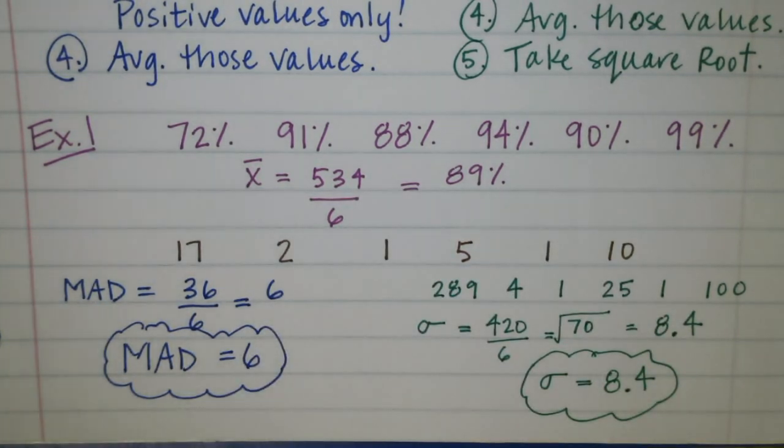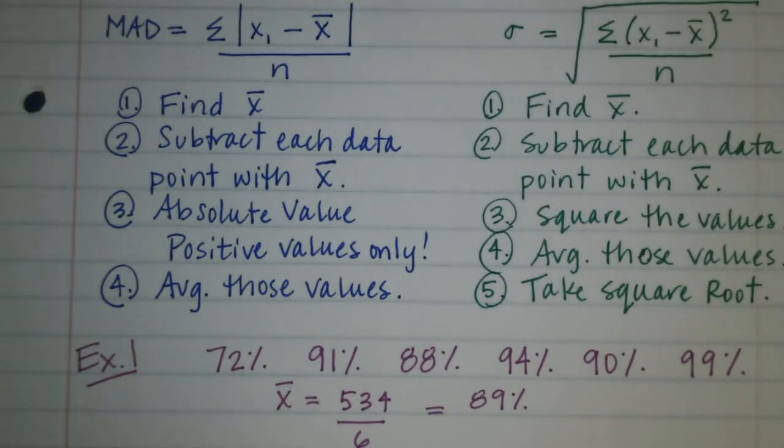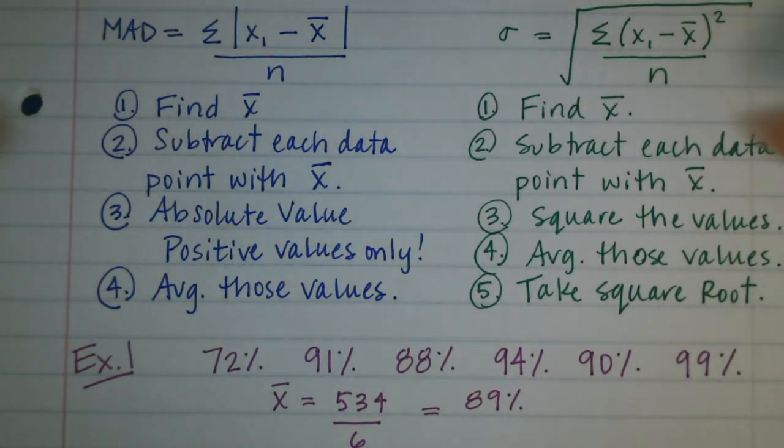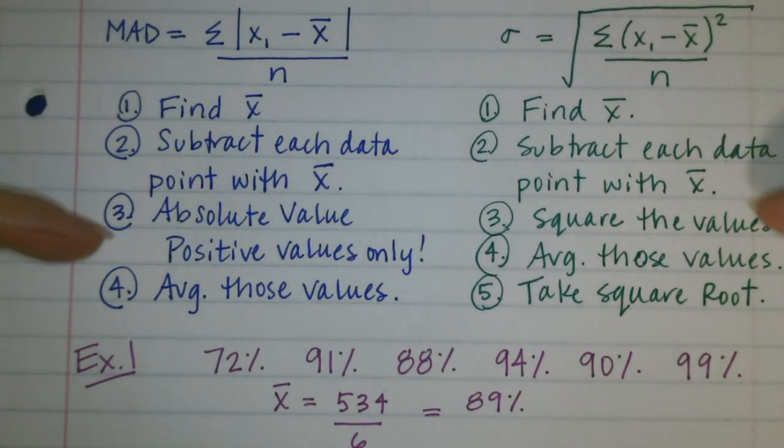All right, so hopefully if you need to go back, remember always go back and rewatch the video if I did something where I lost you. But again, the steps are the same. Find the average, subtract each data point. They're going to be positive in the end regardless, so we don't even care about whether it's above or below. For MAD, you're just going to take those values and average them. For standard deviation, you're going to square the values first, then average them, and then take the square root of your answer. All right, good luck.